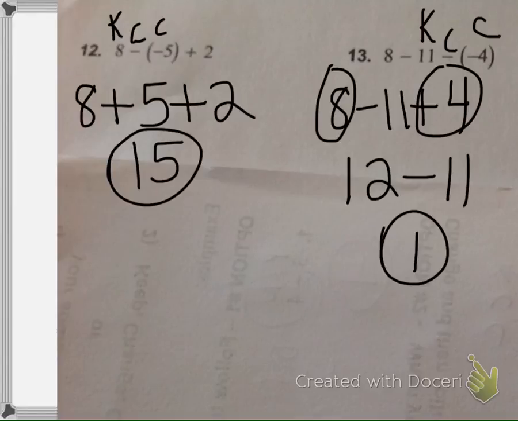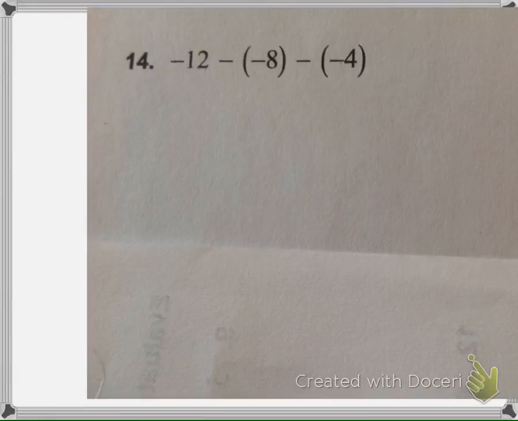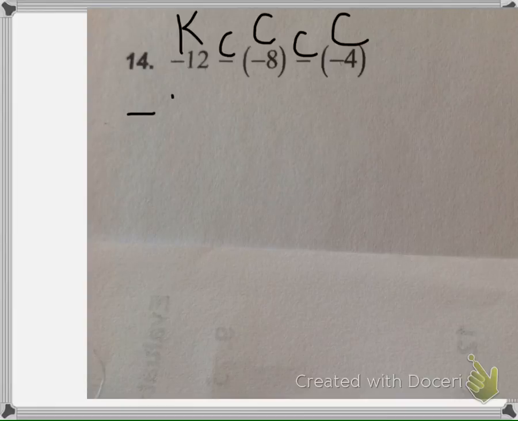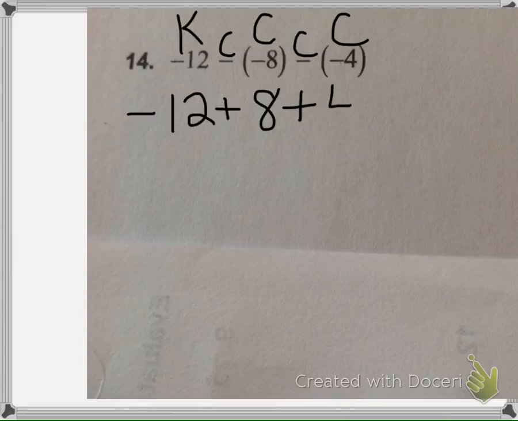And the last problem we have, okay, here we have double negatives twice. So here we have to keep, change, change. So let's look at that. We're going to keep our negative 12, change our subtraction to addition, change our negative 8 to a positive 8, change our subtraction to addition, change our negative 4 to a positive 4.